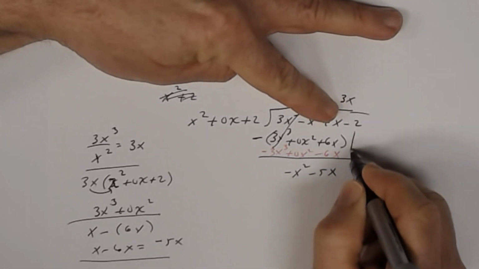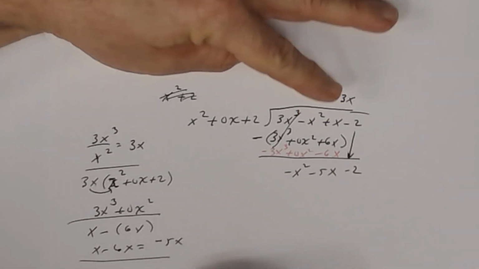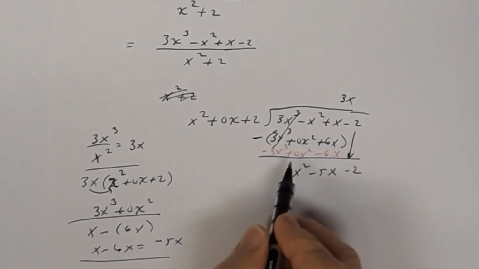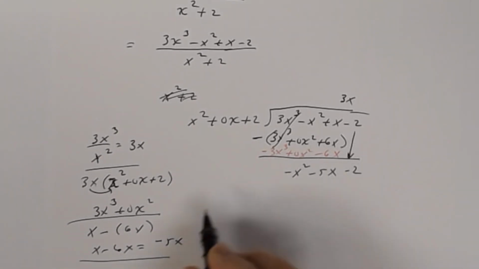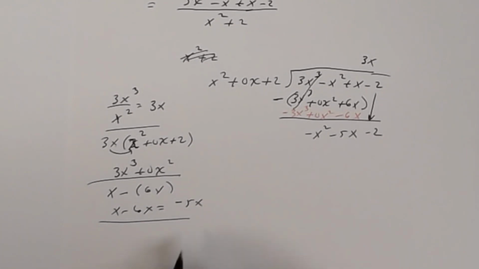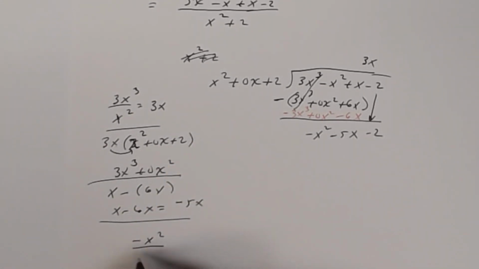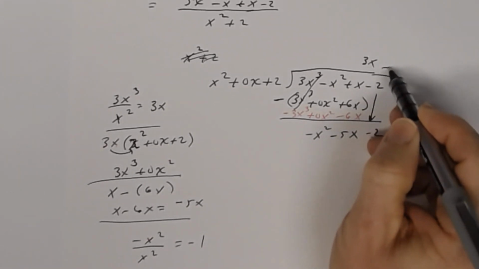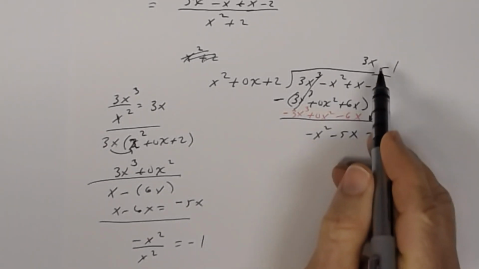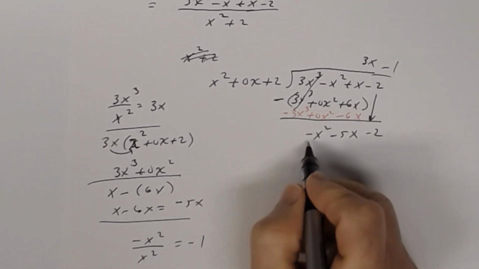Now, the next thing you do is you bring down your next term. And then you do the process all over again. So you take the first term here, and let me go ahead and put it right here. You take the first term, which is negative x squared, and you divide it by the first term here, x squared. Negative x squared divided by x squared is just a negative 1. And so that goes here. Then you multiply. So negative 1 times x squared is a negative x squared.